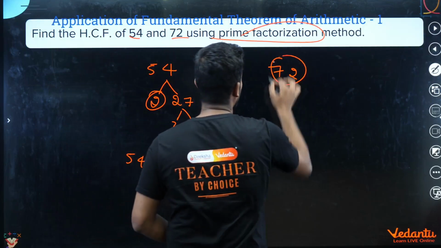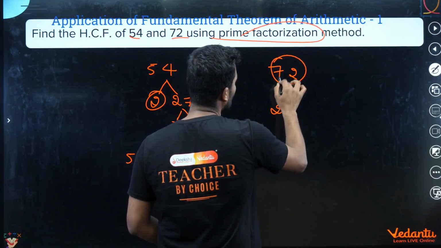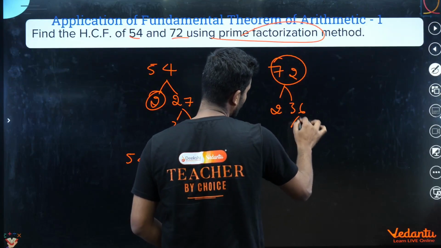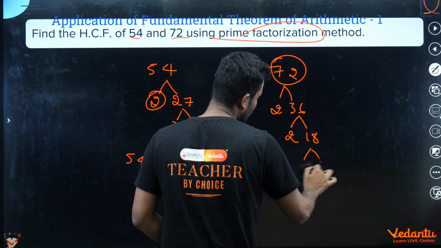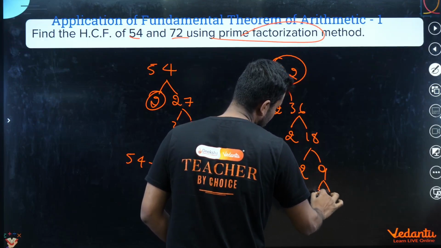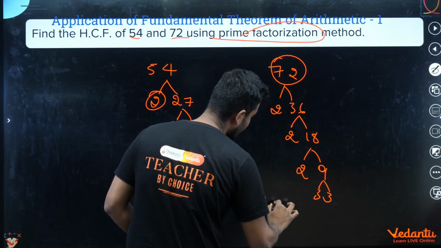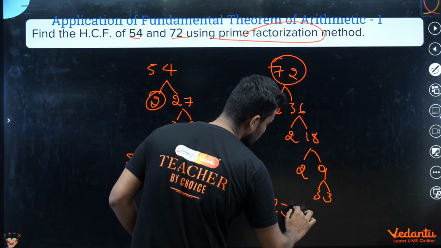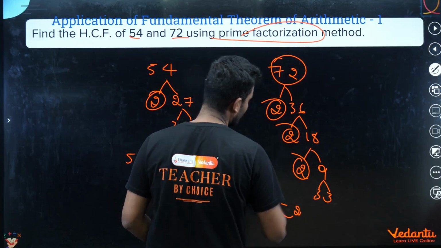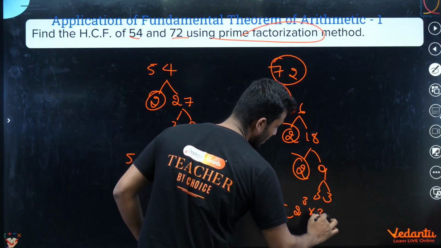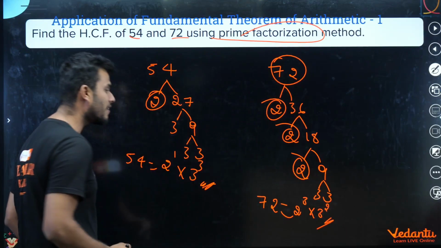In the case of 72, what is the prime factorization, students? 2 36s are 72, 2 18s are 36, then 2 9s are 18, then 3 3s are 9. What is the prime factorization of 72? It is 2 power 3 into 3 power 2. Look here, these are the prime factorizations.